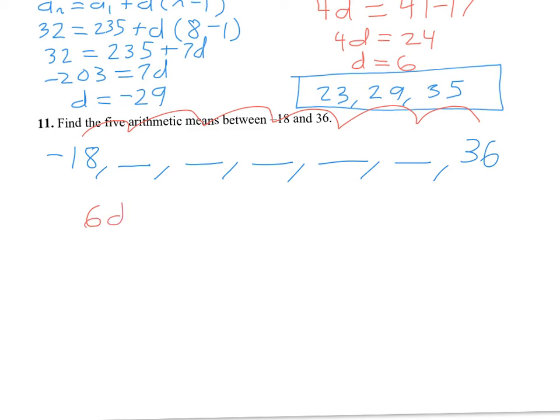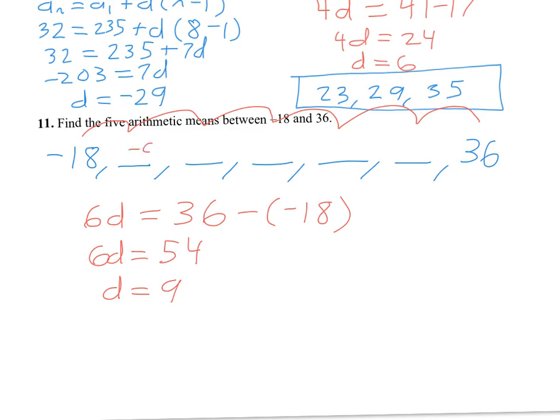So 6 common differences takes us from negative 18 to 36. But you want to subtract the last number minus the first number. So 6D equals 36 plus 18 is 54. D equals 9, so we're going to add 9. So adding 9, we get negative 9, 0, 9, 18, 27, and if we add 9 again, it takes us to 36. So these are our answers here.